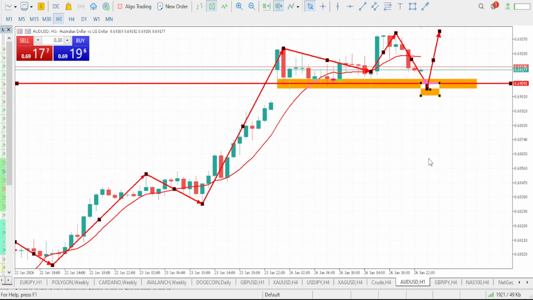So guys, a bullish move is still what we will be expecting on our AUDUSD for the day. So whatever you are doing on your AUDUSD, be going in for the buy.